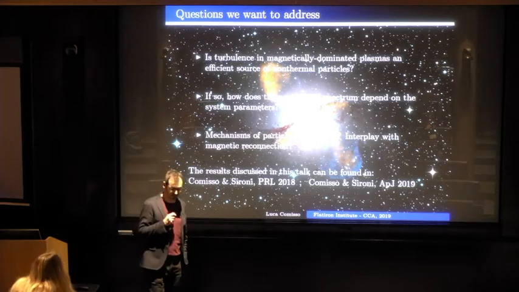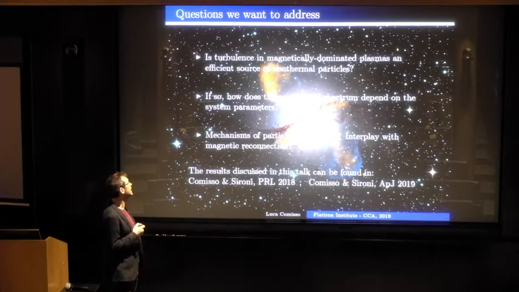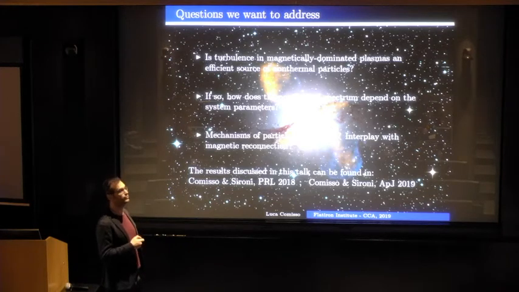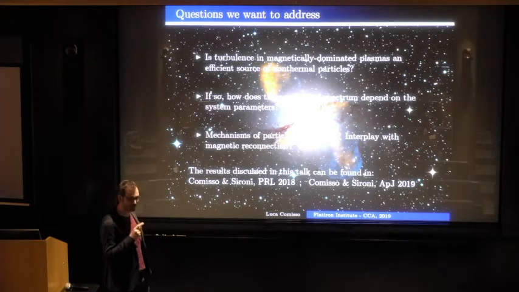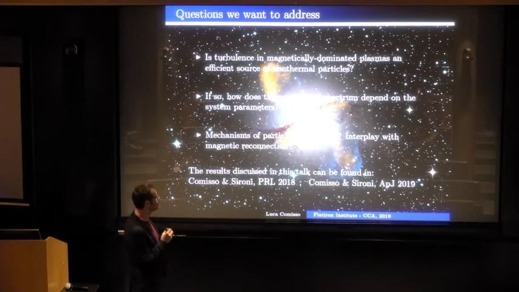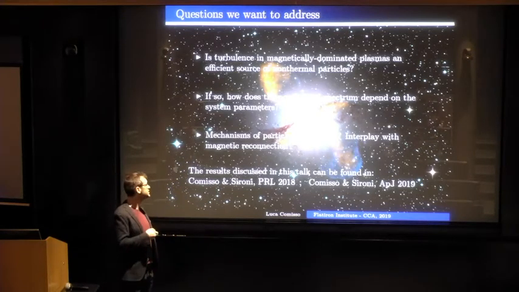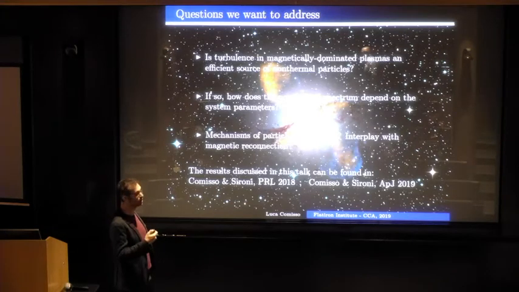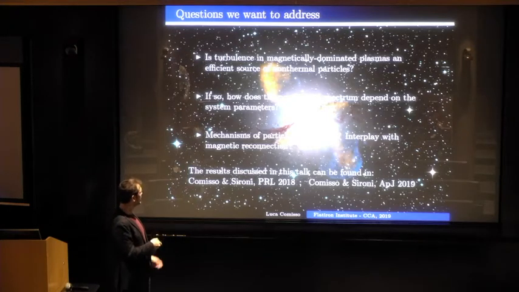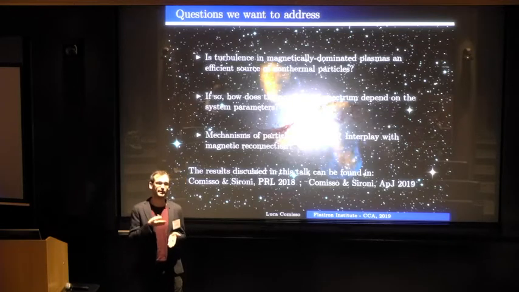So the first thing that we want to address in this talk is if turbulence can produce a large fraction of non-thermal particles. And then the second question is, if this is the case, we want to understand how the non-thermal distribution of particles depends on the physical parameters that regulate the problem. In this case, things like magnetization, turbulent fluctuations, the size of the system, of the largest eddies. And then the very last question will be, what are the physical mechanisms that regulate this process?